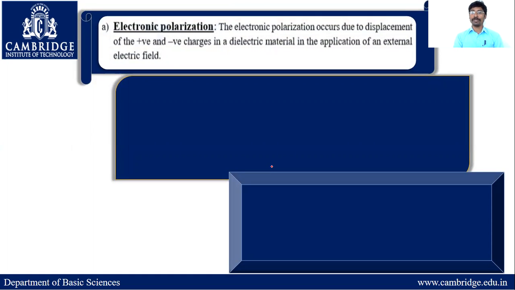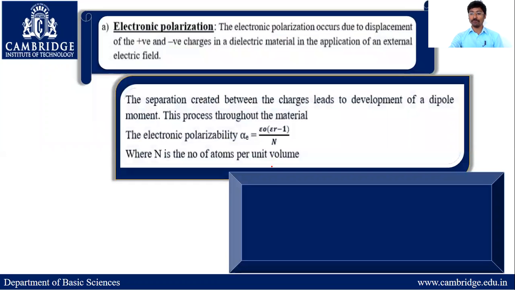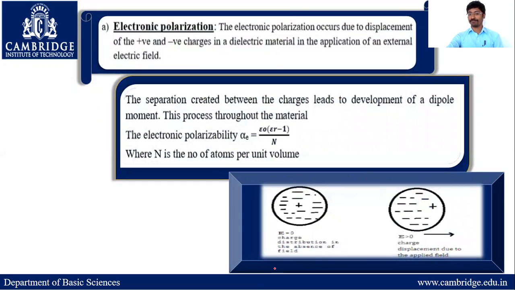The electronic polarization occurs due to displacement, meaning shifting, of the positive and negative charges in a dielectric material in the application of an external electric field. The electronic polarization occurs due to displacement of the positive and negative charges in a dielectric material in the application of an applied external field. Now, you can see the diagram here.